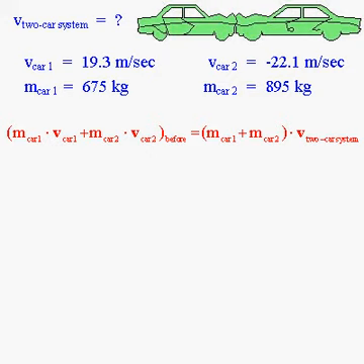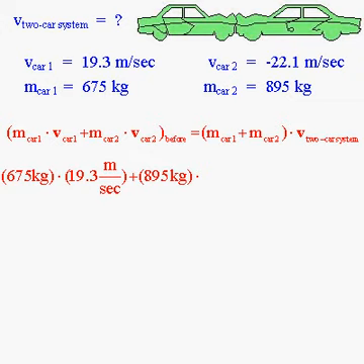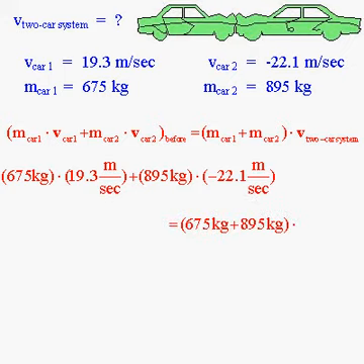Now let's fill in the numbers we know. Mass of car 1 is 675 kilograms. Velocity of car 1 before the collision is 19.3 meters per second. The mass of car 2 is 895 kilograms, and its velocity before the collision is negative 22.1 meters per second. Now I'm going to run out of room on the whiteboard here, so I'm going to start the right side of the equation right underneath. This has to equal the mass of car 1, 675 kilograms, plus the mass of car 2, 895 kilograms, times the velocity of the two-car system, which we don't know.